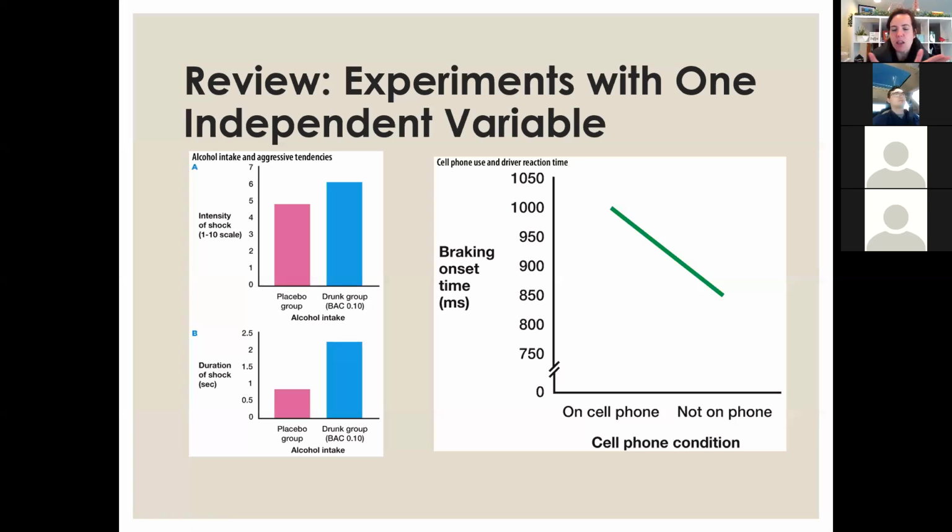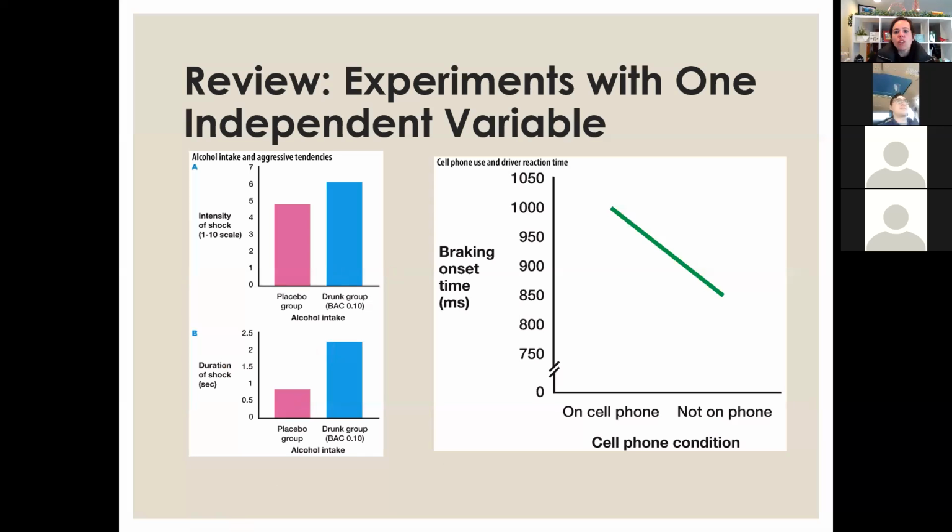Okay, so that was kind of the test. So is there a difference in the length and intensity of shock that's given when you've just had a tiny bit of alcohol, aka placebo group, versus when you're really inebriated? Okay, that was their question. So what you see right here is the top graph shows the intensity in shock from 1 to 10. The placebo group averaged it right at a 5. The drunk group averaged it at a 6. In terms of duration, you can see the placebo group averaged just below 1 second, whereas the drunk group almost 2.5 seconds.